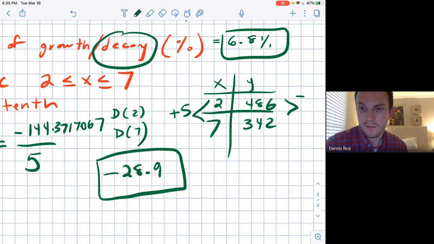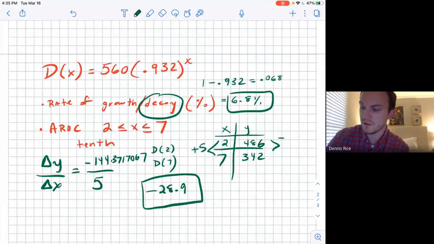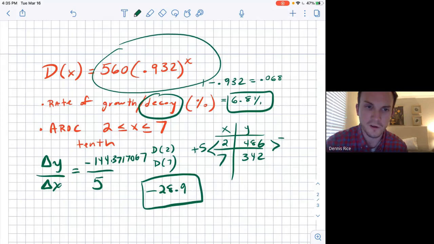The y, where did that number come from? Subtracting those 2 values, Lucas. So for d of 2, you had to plug in a 2 to this equation. I would just use your home screen. And for d of 7, you have to plug in a 7 for x. And then it's about 486, and the other one is about 342. They're kind of messy. So that's where the 144-ish comes from.